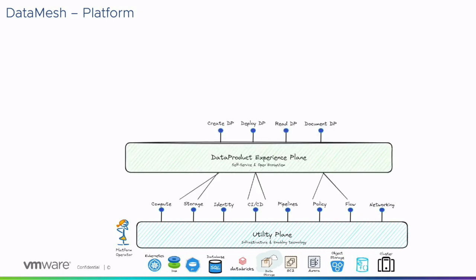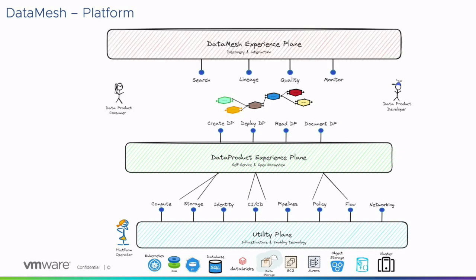The second one is the data product experience plane, which is an open ecosystem used to create data products and manage the overall life cycle of data products. And this is where your data product developer comes in. This is another role within a domain team, like how you would have multiple other roles. This is the plane that the developer would use to create and manage the overall life cycle of a data product.